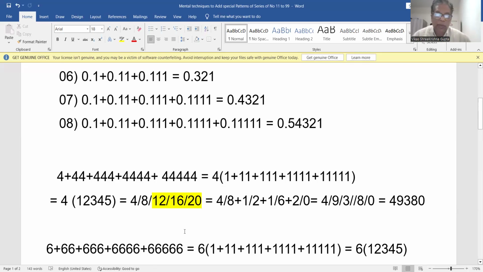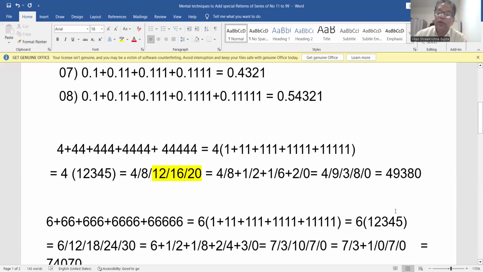So what I will do, I will do balancing of all these numbers. I move 1 to the next number, 1 to the next number, 2 to the next number. So what I get: 4, 8 plus 1, 2 plus 1, 6 plus 2. After getting all this addition of balancing, what is the answer? 49380, right? My answer is 49380.